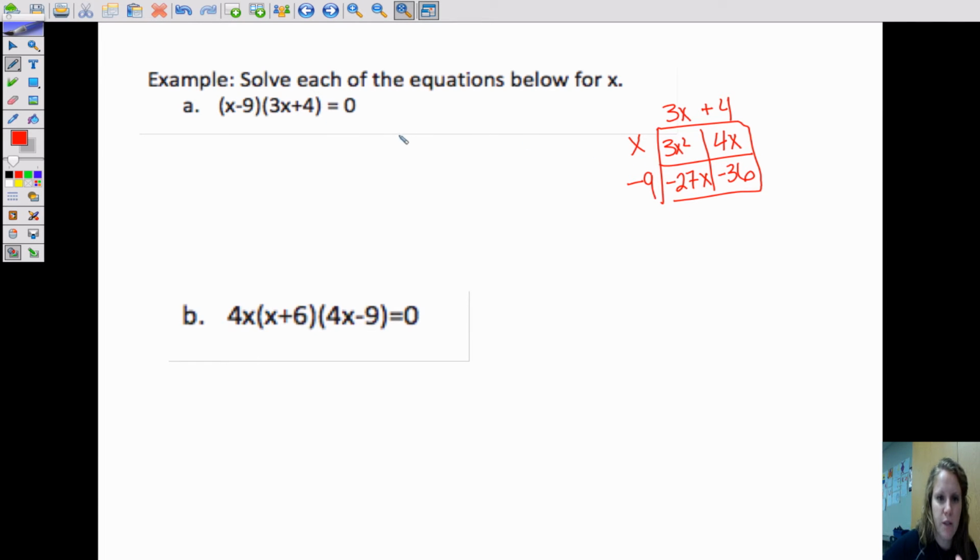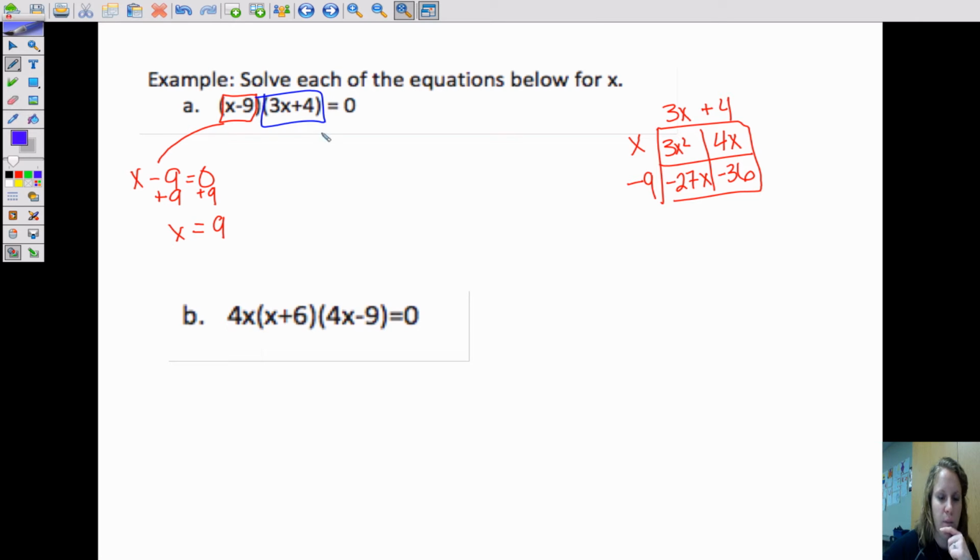But what we're trying to do is find out what makes each of these things zero. Because we want the equation to equal zero, which means either this is going to equal zero, or this is going to equal zero, okay? Now, if we want x minus 9 to equal zero, then all we have to do is add 9 to both sides, and x would equal 9. So one of the roots is x equals 9.